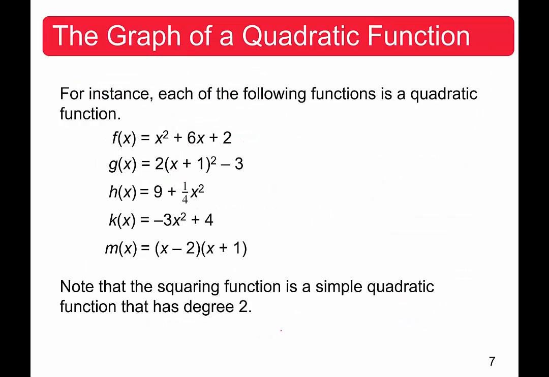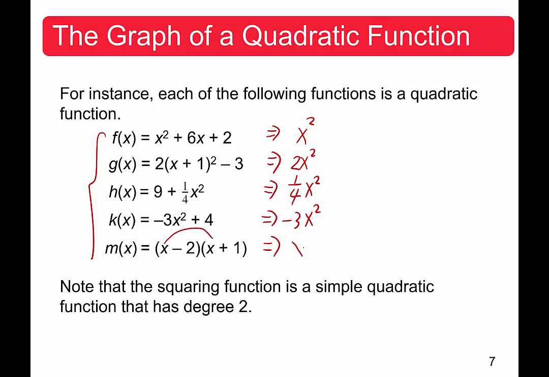So now let's take a look at some examples of quadratic functions. Again, I'm going to give you the leading term here. The first leading term is x squared. The second leading term is 2x squared if you expand it. The third leading term is a quarter x squared. The fourth one is negative 3x squared. And the last one is x squared. If you look at all of these, they all have a leading power of 2. That's why all of these are second degree polynomial functions.